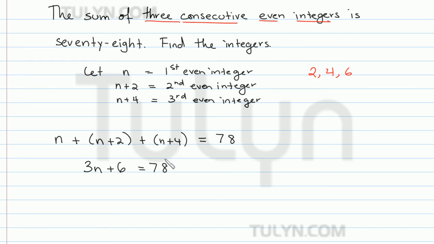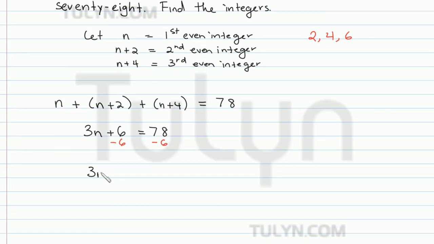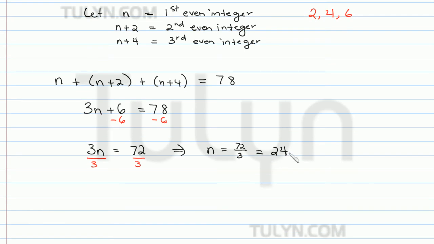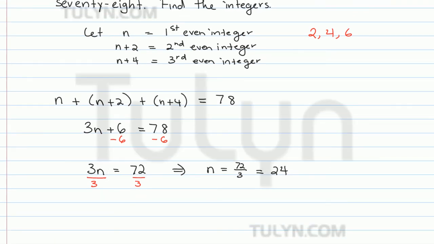And now, solving for n, we want to subtract 6 from each side of the equation. So we get 3n is equal to 72. And then finally, divide both sides by 3. And we get that n is equal to 72 over 3, which simplifies to 24. So now we know that n, which is the first even integer, is 24.